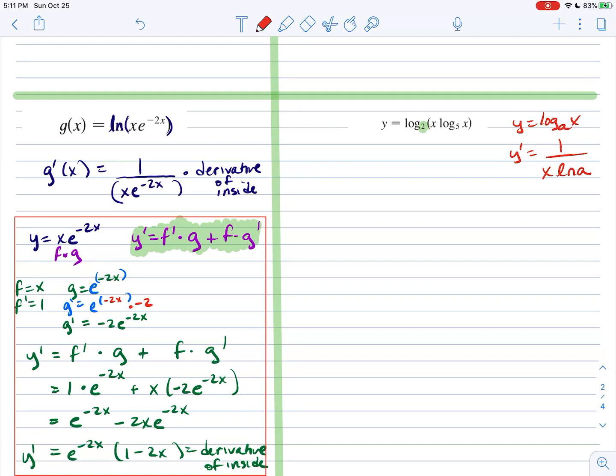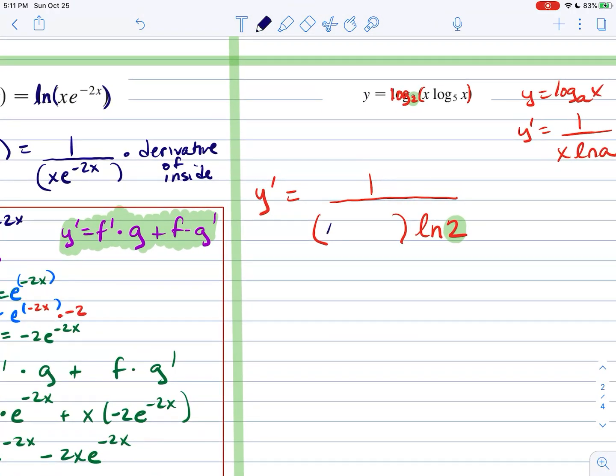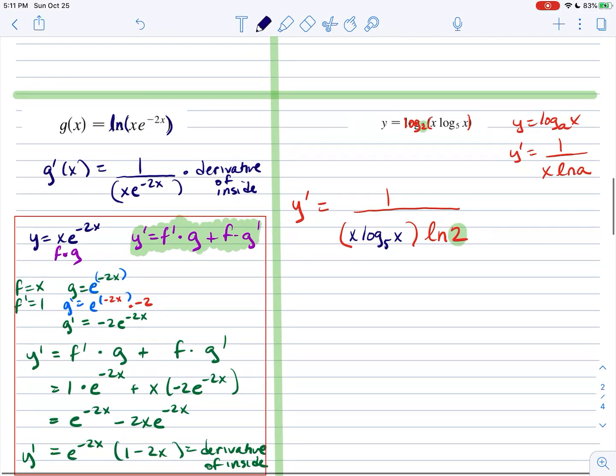So we've got 2 here as our a. I'm first going to take the outside function, the log base 2, so y prime is going to be 1 over the ln of 2, because that is our base. And it's going to be evaluated at the inside. And what's the inside function? x times the log base 5 of x. And so again, I want to say times the derivative of the inside.